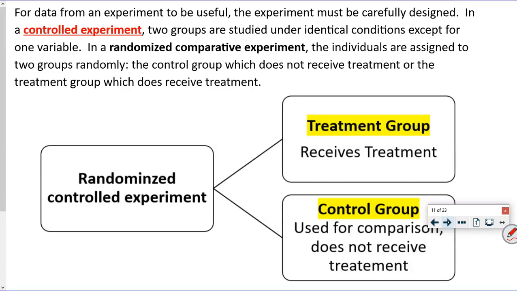For data from an experiment to be useful, the experiment must be carefully designed. In a controlled experiment, two groups are studied under identical conditions except for one variable. In a randomized comparative experiment, the individuals are assigned to two groups randomly: the treatment group, which does receive the treatment, or the control group, which does not receive the treatment. So again, we have two groups, a treatment group that receives the treatment and a control group that does not receive the treatment, whatever that is. And we use that for comparison.